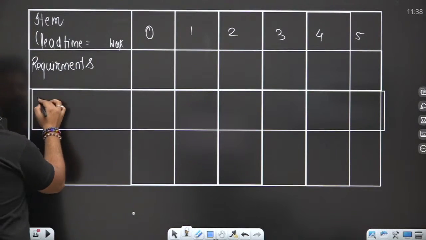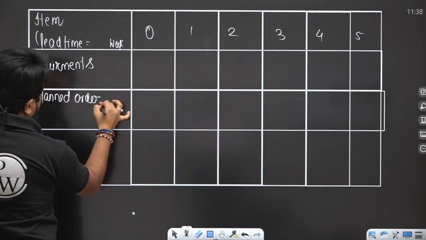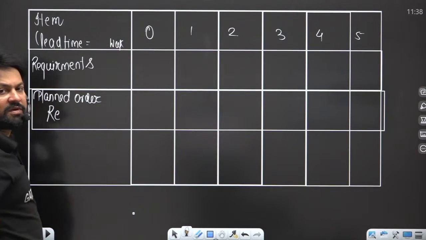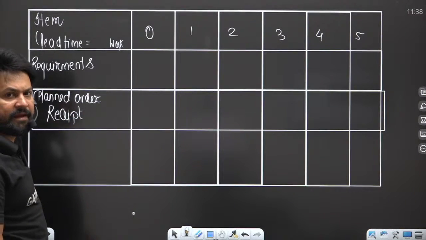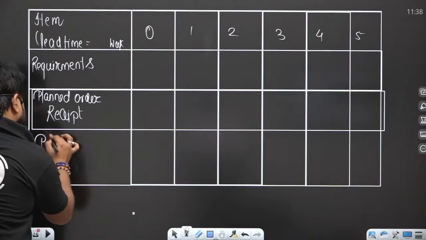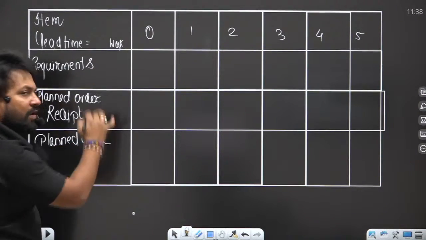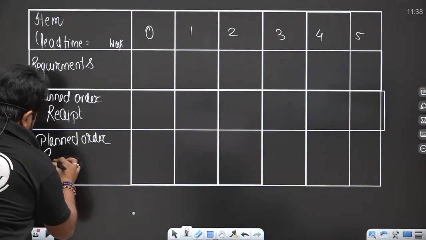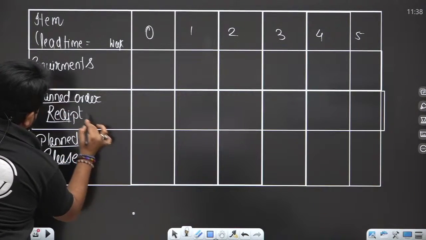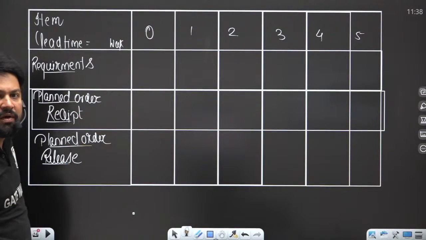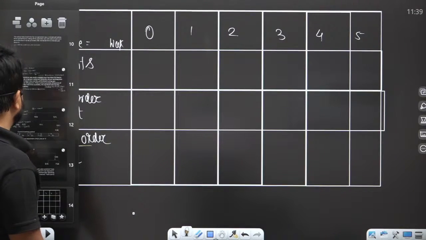Plan, order, receipt. Plan, order, receipt, right? Then write down the plan, order, release. Plan, order, release. Right?